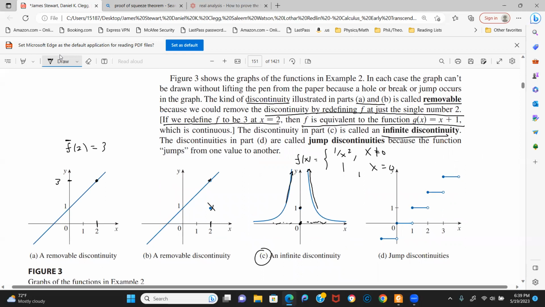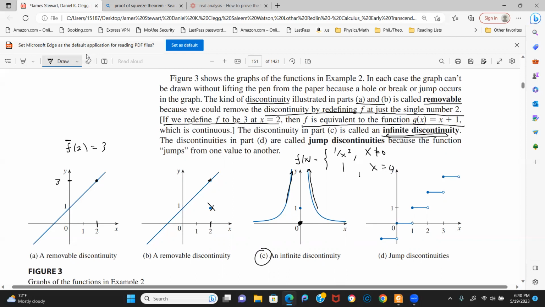In part C, we have an infinite discontinuity. These are mutually exclusive. You can't be a removable discontinuity and an infinite discontinuity. There's no way to redefine this function in part C so that you get continuity at x equals 0. It's impossible. Sometimes they call this a singularity. It's too badly behaved near x equals 0 for there to be any possible way to redefine this.